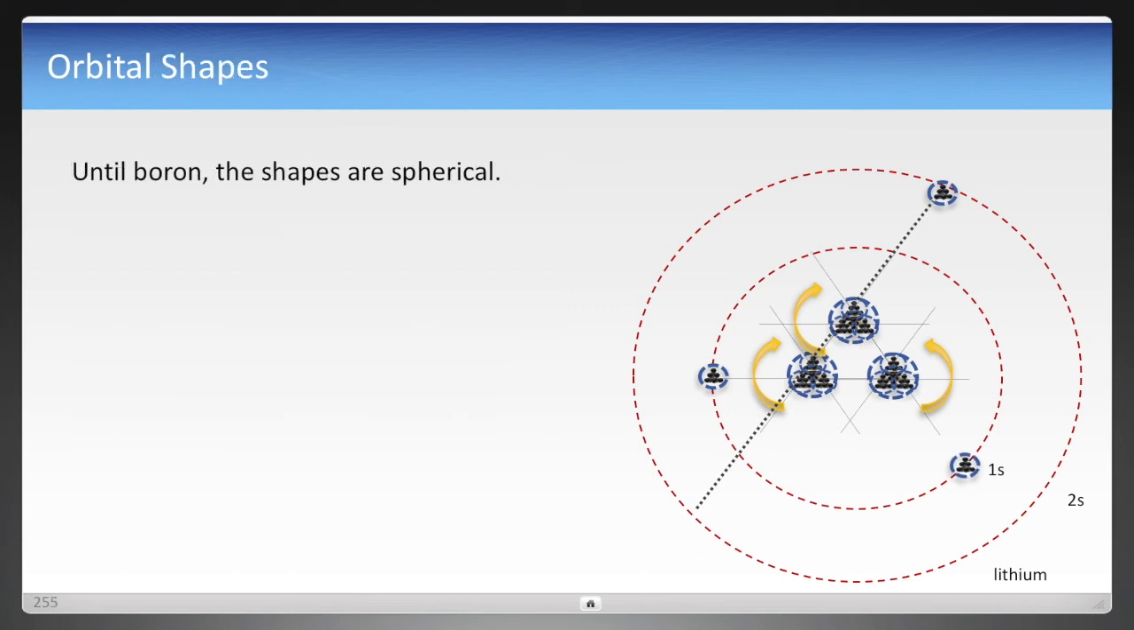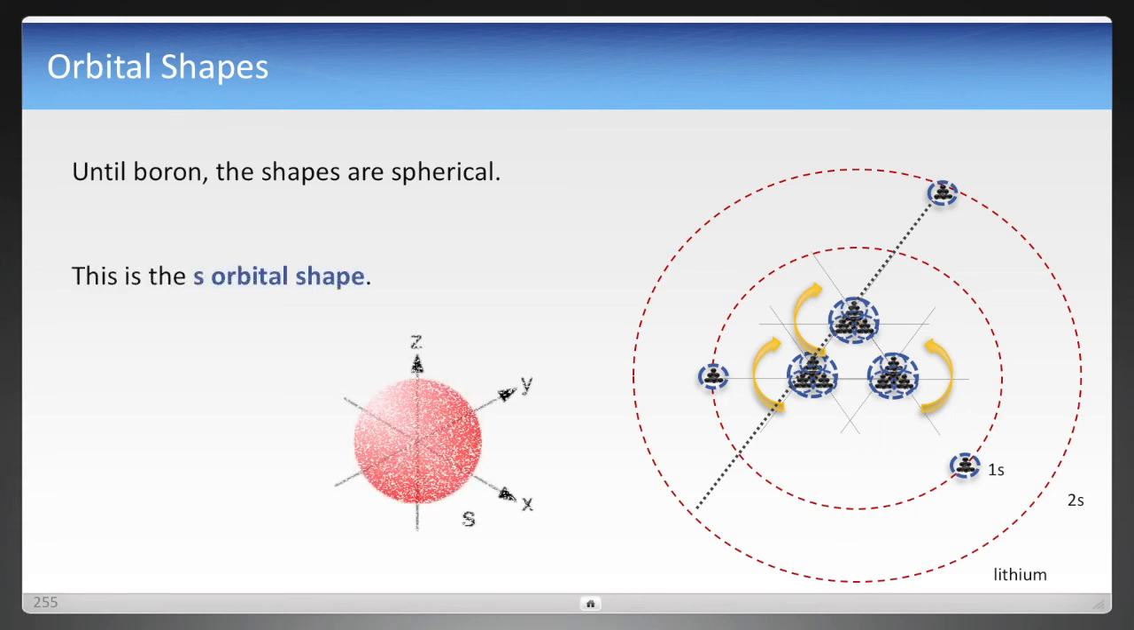And until boron, these shapes are spherical. Right? And that's known as the s orbital shape. And until boron, you've got one inner one and 2. And you've got potentially 2 electrons that will fill the outer 2s.